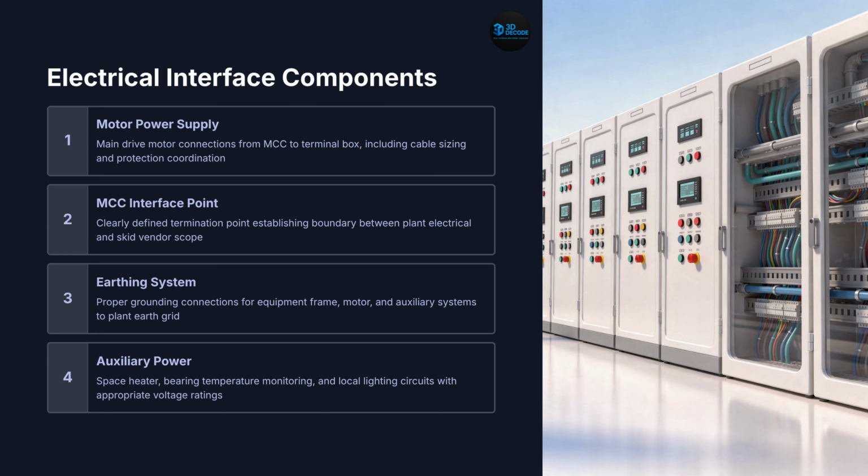Slide 7. Electrical interfaces. Electrical interfaces include motor power supply, MCC connections, earthing, and auxiliary systems like heaters and lighting. A clear boundary must be defined between vendor scope and plant electrical scope. Proper grounding and cable routing are essential for safe operation.